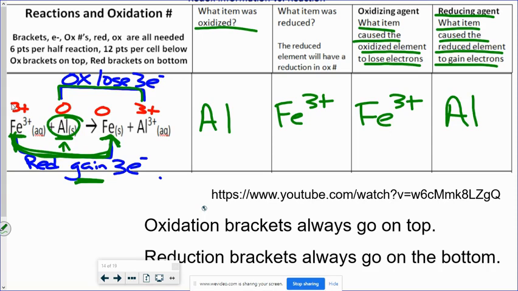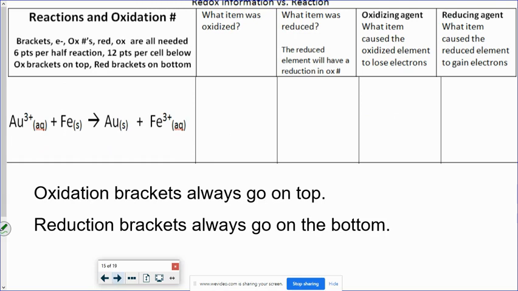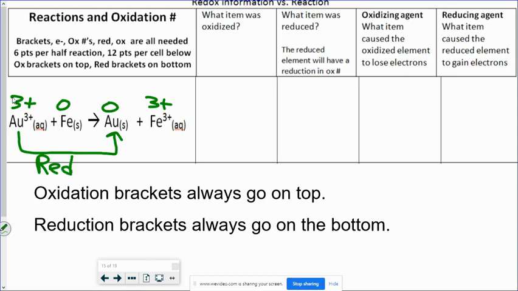We'll do one more together. So here we go, 3 positive, we go 0, we go 0, we go 3 positive. Remember, you can pause the video at any time. So that's our first step. Our second step is we identify what element from the left side going to the right side is decreased or reduced in oxidation number. And we have our gold ions right here going to gold metal. We're going from a 3 positive to a 0. So that is a reduction in oxidation number.